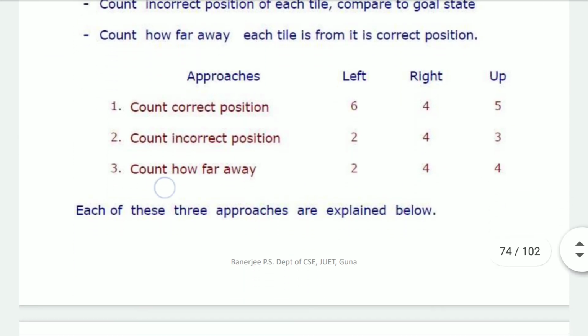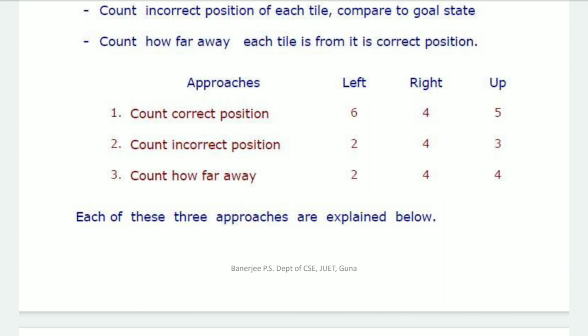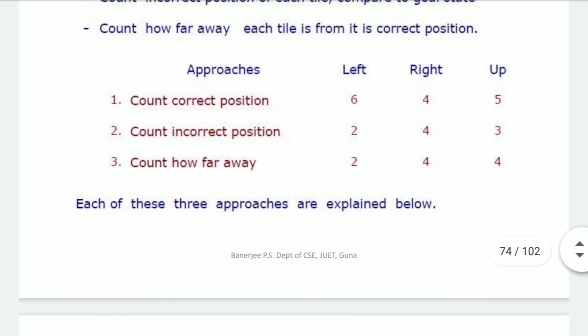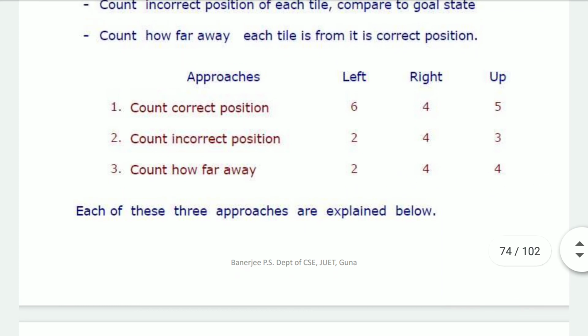So the count of how far away for the up configuration is 4. So we can see here it is 2, 4 and 4. Each of these 3 approaches is explained below.